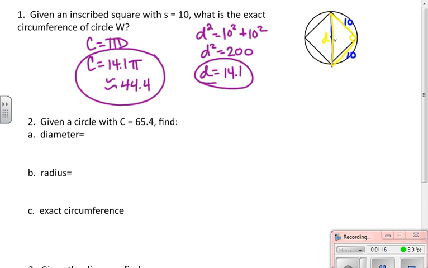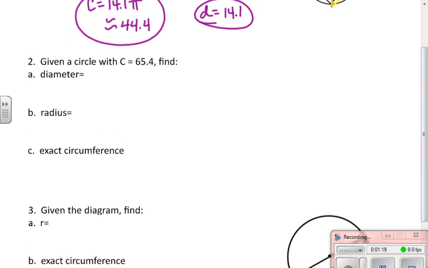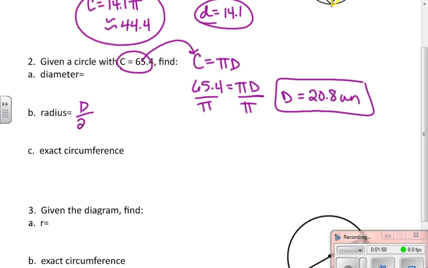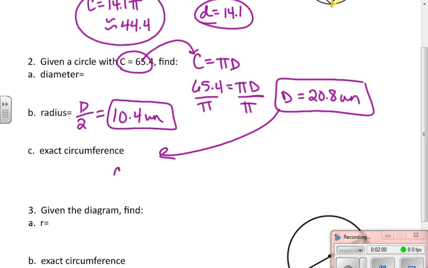Now, given a circle with circumference 65.4, find diameter, radius, and exact circumference. Whenever you're given a circumference or an area, your best bet is always to write down the formula and fill in what you know. So 65.4 is equal to pi times diameter. I only have one unknown, so if I divide both sides by pi, I end up with my diameter being 20.8 units. Once you know diameter, if you divide it by 2, you get your radius of 10.4 units. The exact circumference would be a matter of taking this diameter value and just leaving pi in the answer.